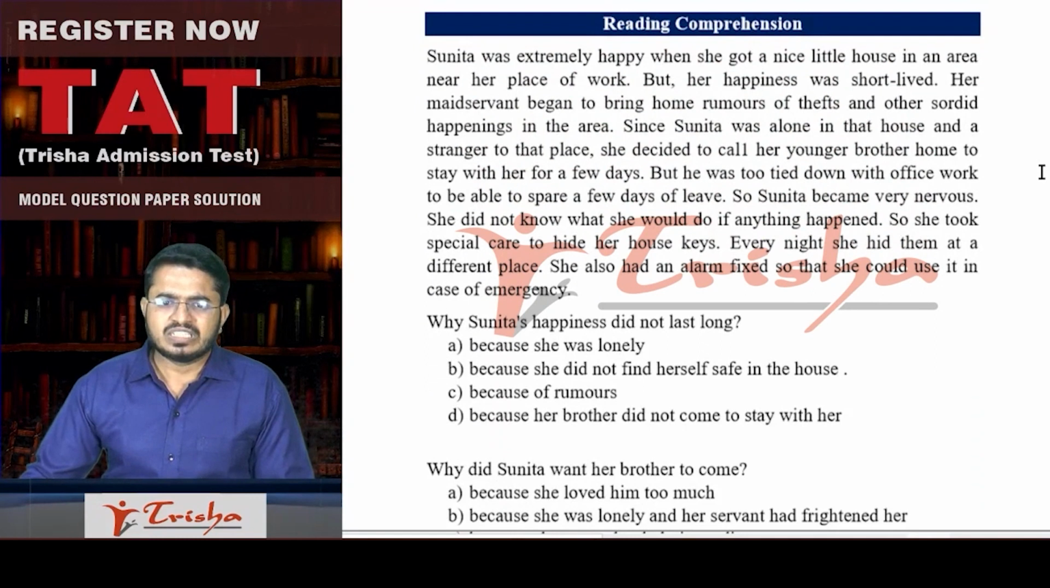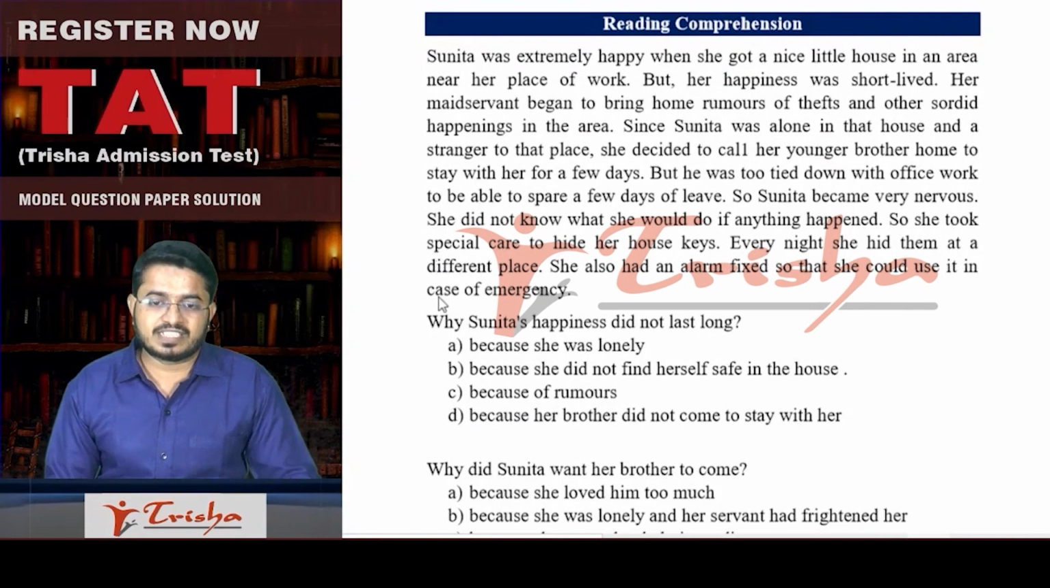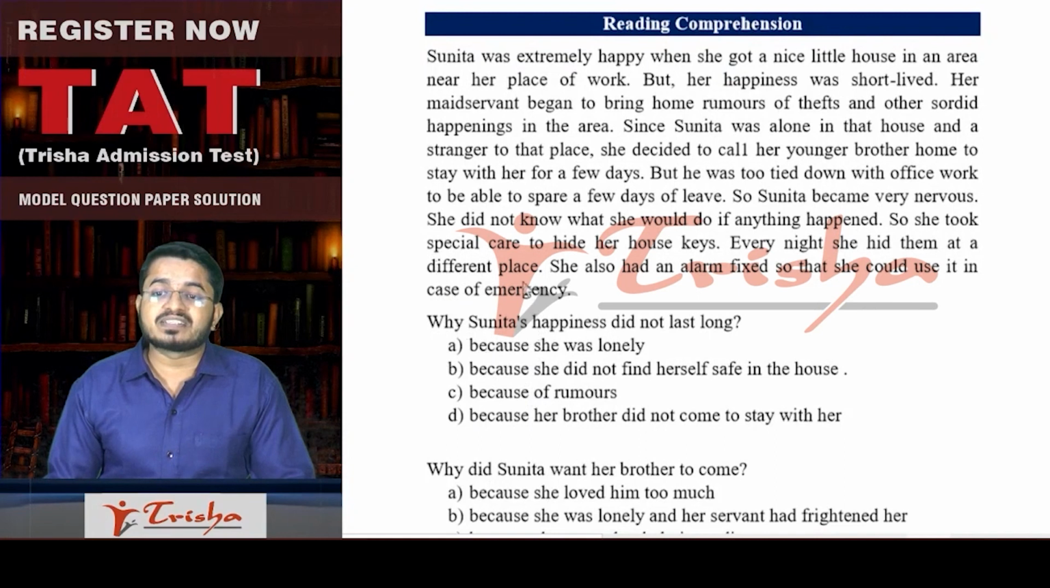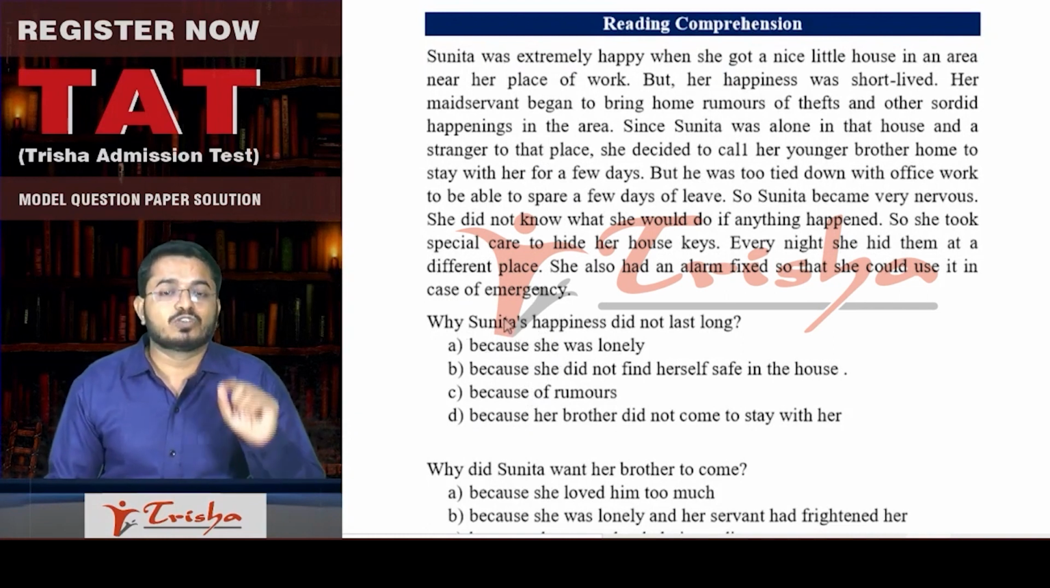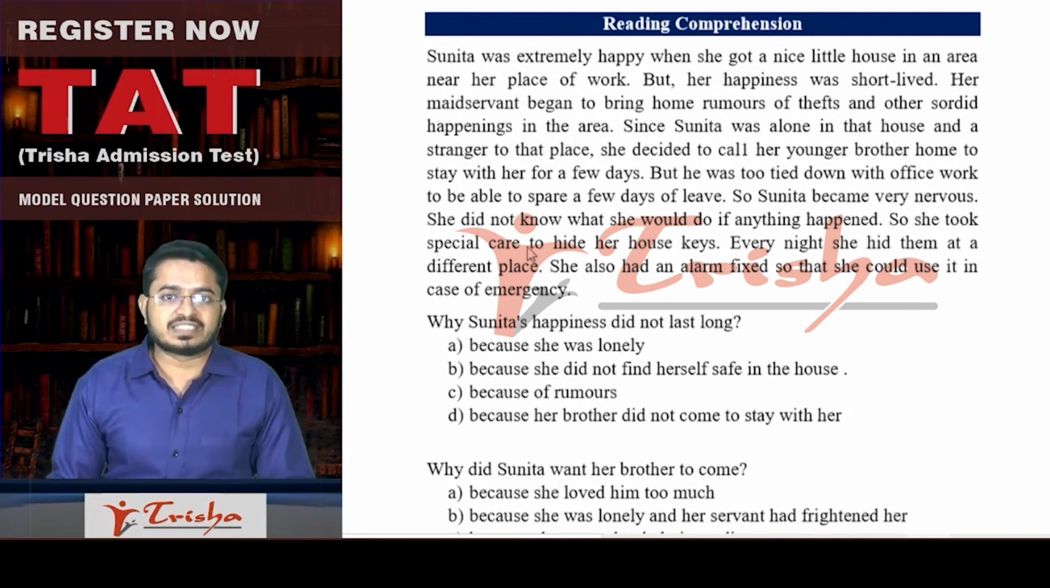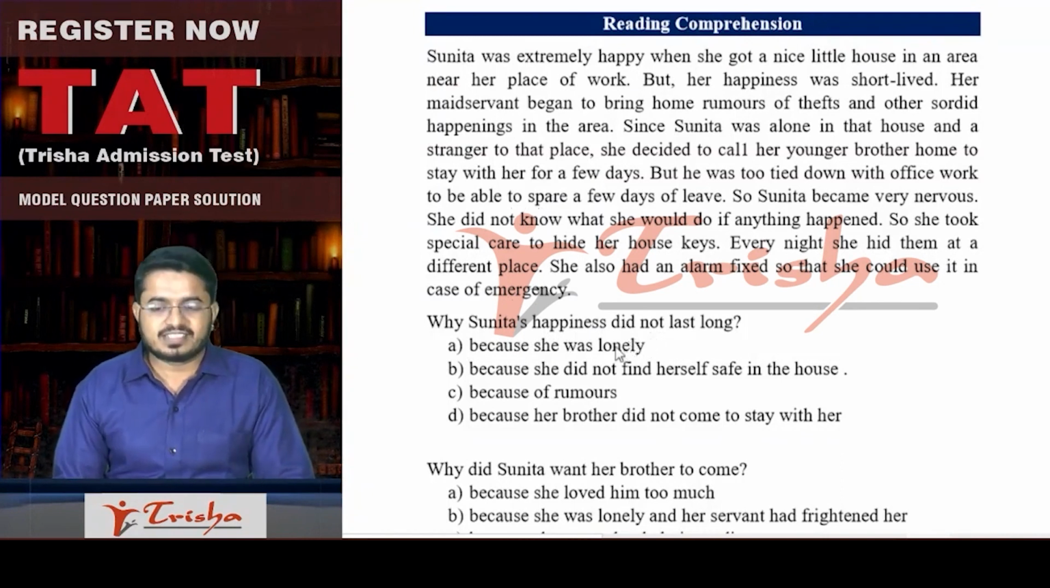So, this is the paragraph given in front of us. Now, one more important aspect that all of us have to keep in mind is that when they ask you questions, you should not interpret something that is not directly given in the paragraph. Whatever options are given in front of you, you have to choose only the option which is apt for the paragraph that you have read just now, right? So why did Sunita's happiness not last long? This is the question.